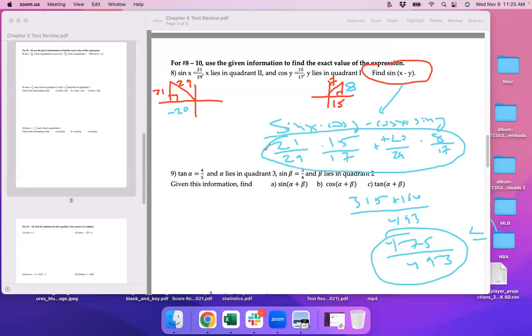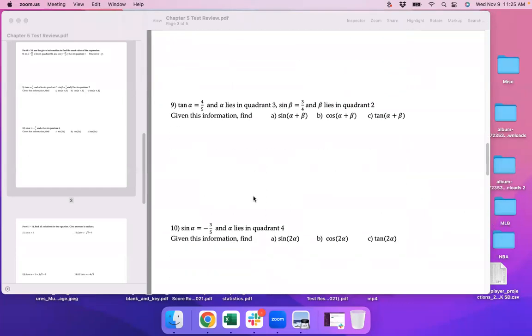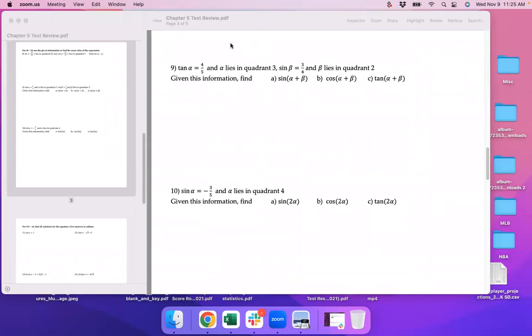Okay, here we're going to have to calculate 3 different parts. Same kind of scenario. You've got angle alpha in Q3. So if it's 4 over 5 for the tangent, that's negative 4, and that's negative 5. So this is root 41. And then this is quadrant 2 for the other triangle. So that will be 3 for the opposite side, 4 for the hypotenuse. So it'll be root 7, negative root 7, mind you.